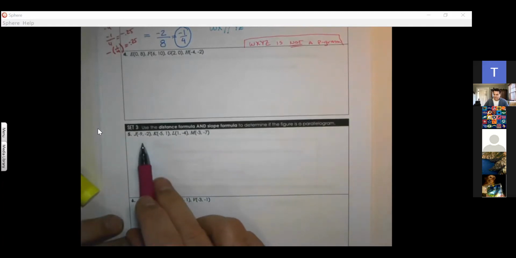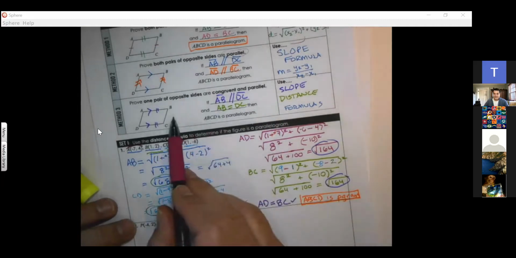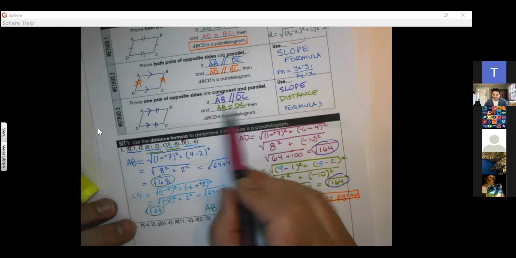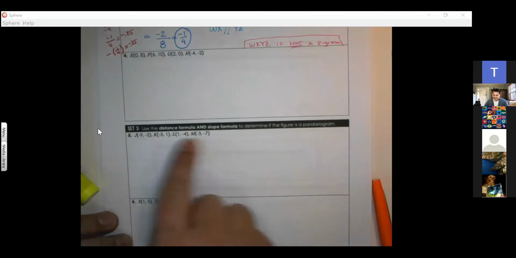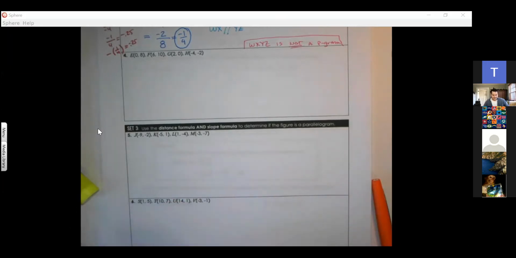So the third set, you remember our third example here, has to do with you do one slope and one distance from the same pair of sides. We're going to see if this side and this side are both parallel and congruent. So we get one of each this time. Who would like to pick the side we do? Pick the two points that make up the side we're going to look into for this.